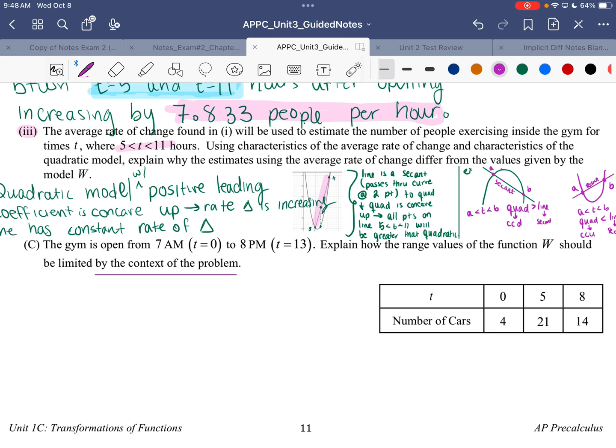What should the range be limited to? When should we stop? 8 p.m. So you need to have the range stop. This is where we're stopping. And this is where we're starting. So your range isn't going from 0 to 13, though. What's the range?